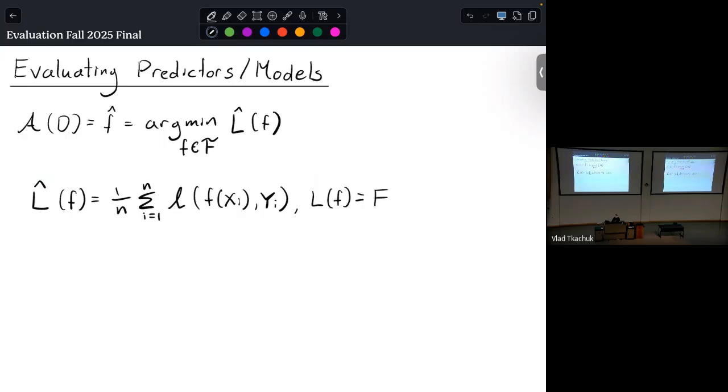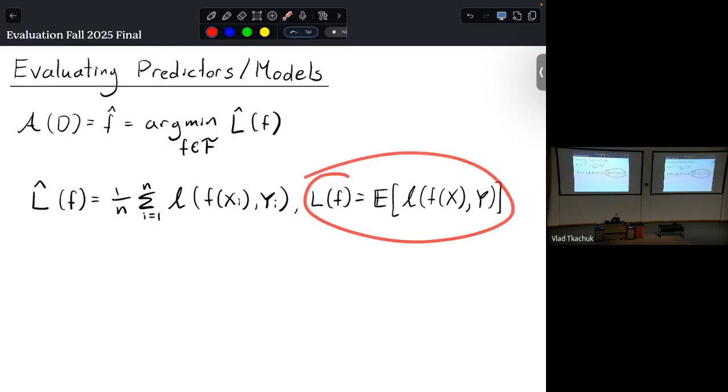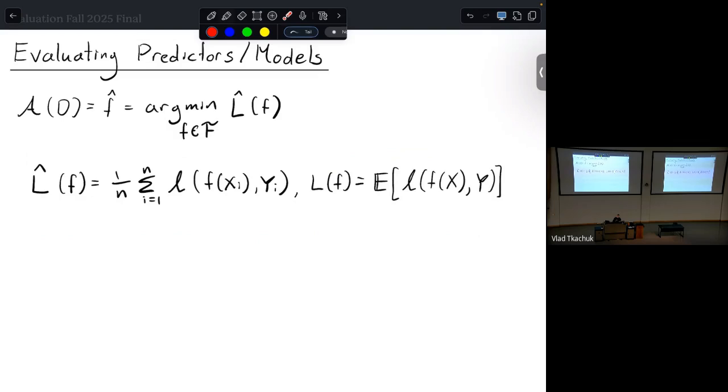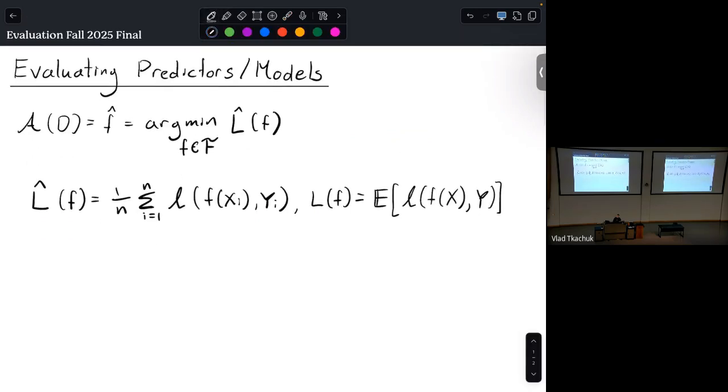And the true risk, which is kind of what we care about, is equal to the expected value of the loss of the predictor at a new data point x, a new feature x, compared to a new label y. This is how we would do on new data. Okay. So now we're just going to do some observations that we've seen before.